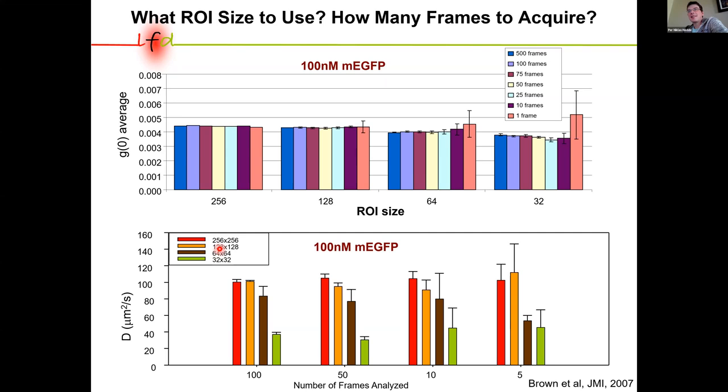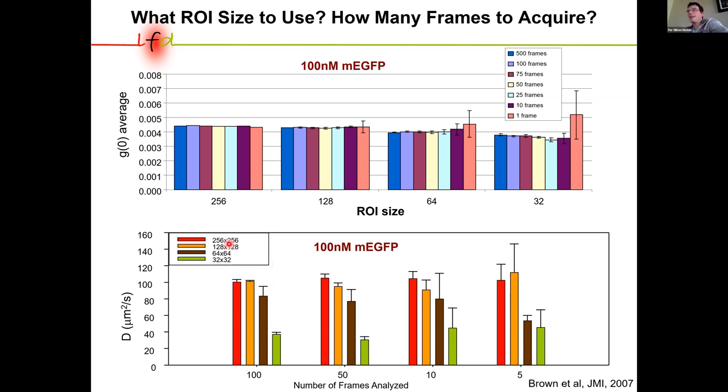So again, we have different sizes of the regions of interest, 256 down to 32 by 32, in these color-coded bars. And then on the x-axis, in this case, we have the number of frames analyzed. So 100 frames, you analyze 256 by 256, 128 by 128, you get the same result. Then 64 by 64, you almost get the same result, but then 32 by 32, you underestimate the diffusion coefficient significantly.